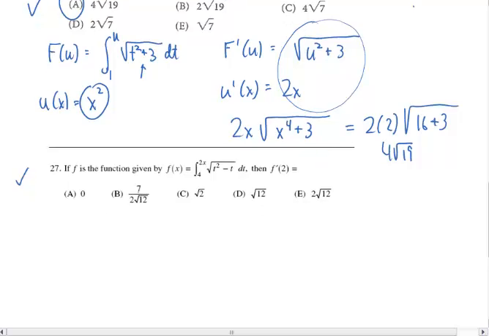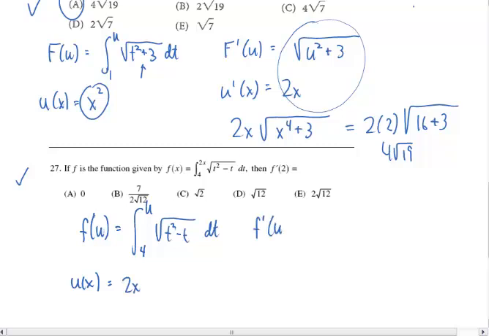Okay, so here we go. We say find the derivative at 2 again. So we have f of u is equal to the integral from 4 to u of root t squared minus t dt. And then u of x is 2x, and a lot of people can do this without this notation at this point.